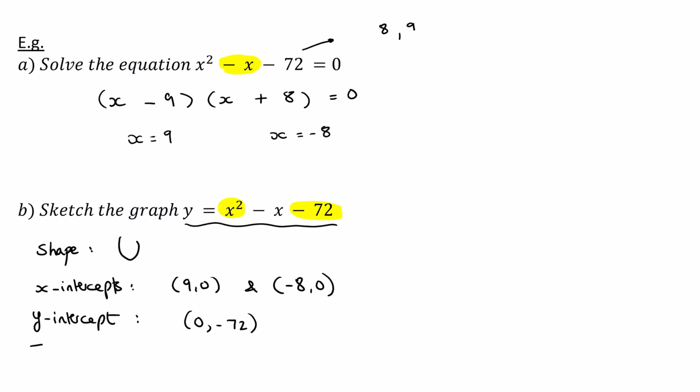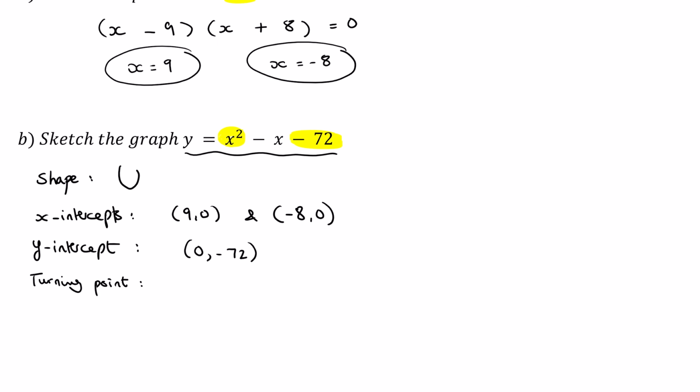And then finally, I want the turning point. And for the turning point, I need to find the midpoint between those two. So I add them up, 9 plus minus 8 divided by 2. 9 plus minus 8 is 1. And 1 divided by 2 is 0.5. So the x-coordinate is 0.5. And I find the y-coordinate by substituting 0.5 into the equation.